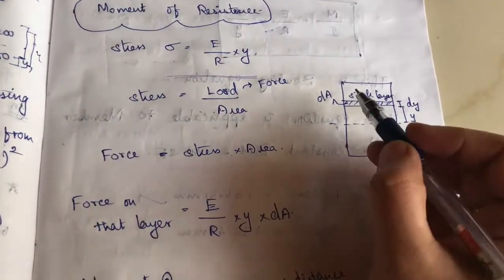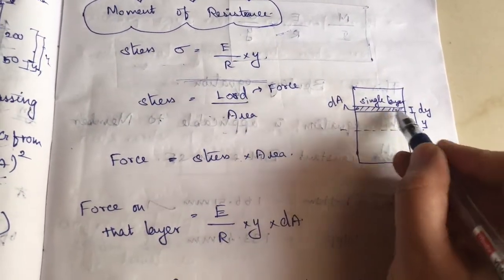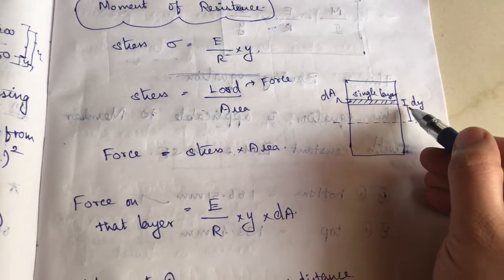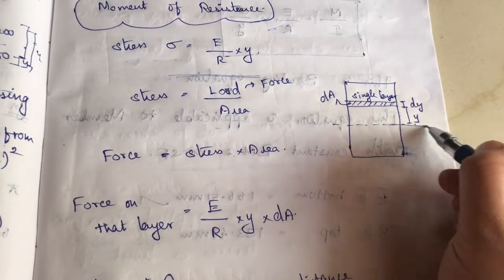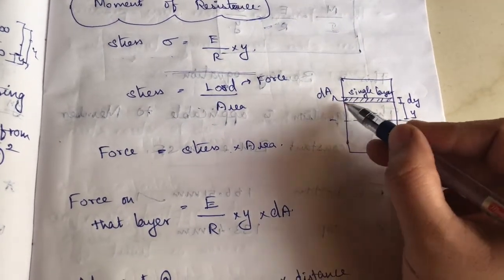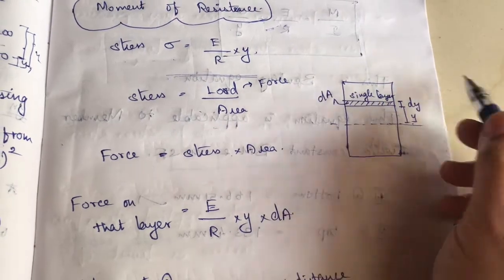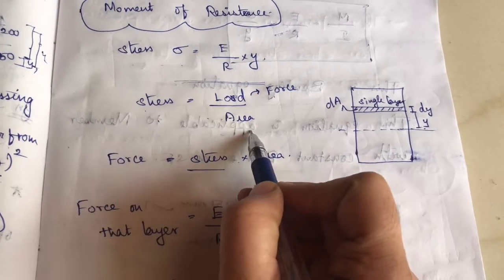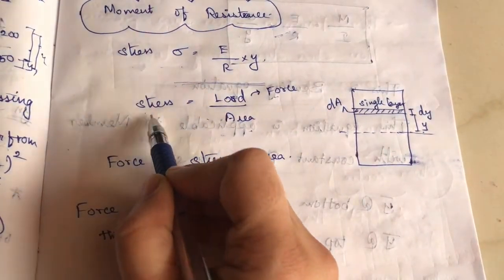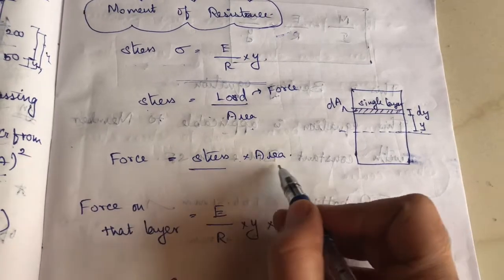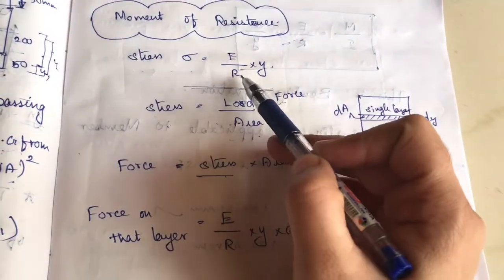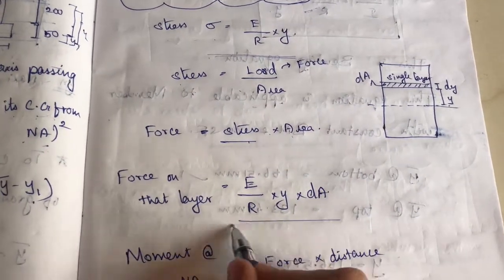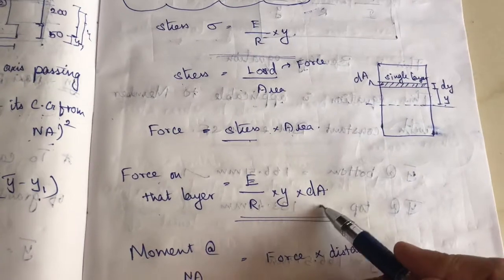So here in a rectangle, just take a single layer. The thickness of the single layer is dy and it is at distance y from the neutral axis. And the area of this single layer is dA. Okay. So load is equal to stress into area. Here stress is nothing but E by R into Y, and area is the small area dA. So we have found the force on that layer.